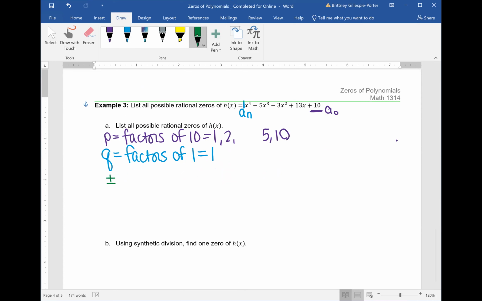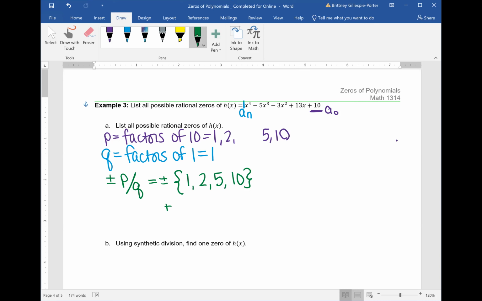So if we're looking for all of our possible rational zeros, plus or minus p over q, we're going to take 1, 2, 5, and 10, divide by 1. 1 divided by 1 is 1. 2 divided by 1 is 2. 5 divided by 1 is 5. And 10 divided by 1 is 10.